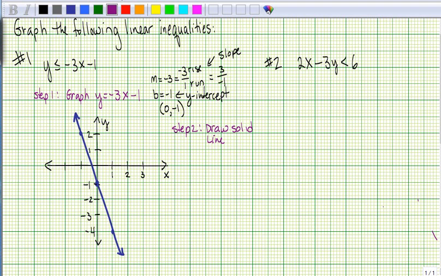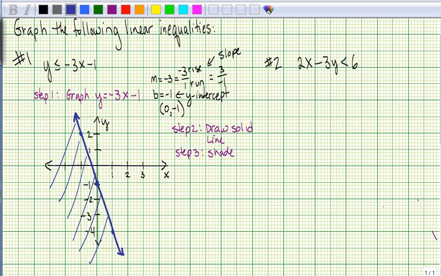Next, we're going to deal with the shading. Since this is y is less than or equal to, we know that the shading is below, things that are smaller than the line. And that would be the solution or the answer. All the solutions are anything that is on the line.